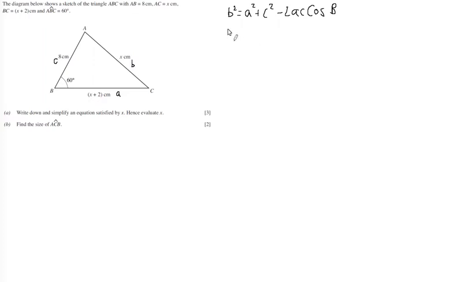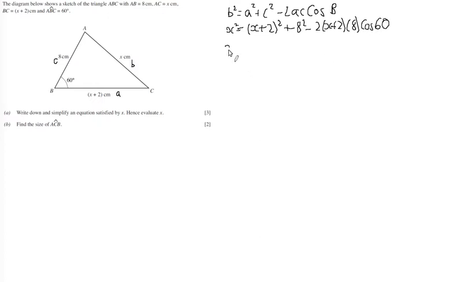So I'm going to substitute in the values I know. x squared equals a, which is (x plus 2) squared, plus c, which is 8 squared, minus 2 lots of (x plus 2) times 8 times cos of 60.